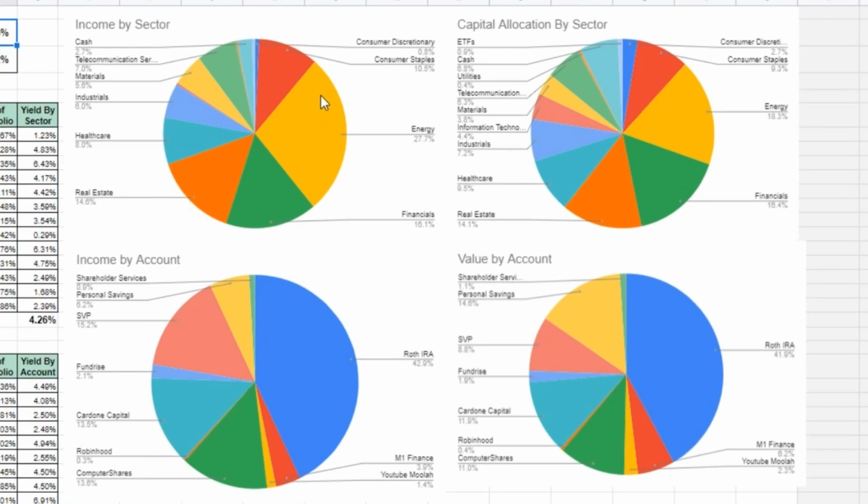Hopping into the pie charts that you're seeing here, the top two are related to the split by sector. The one on the left is talking about income. The one on the right is talking about capital allocation and where the capital is within the portfolio. And the ones on the bottom are more talking about how it's split up by account, whether it's in, let's say, my Roth or my individual brokerage account.